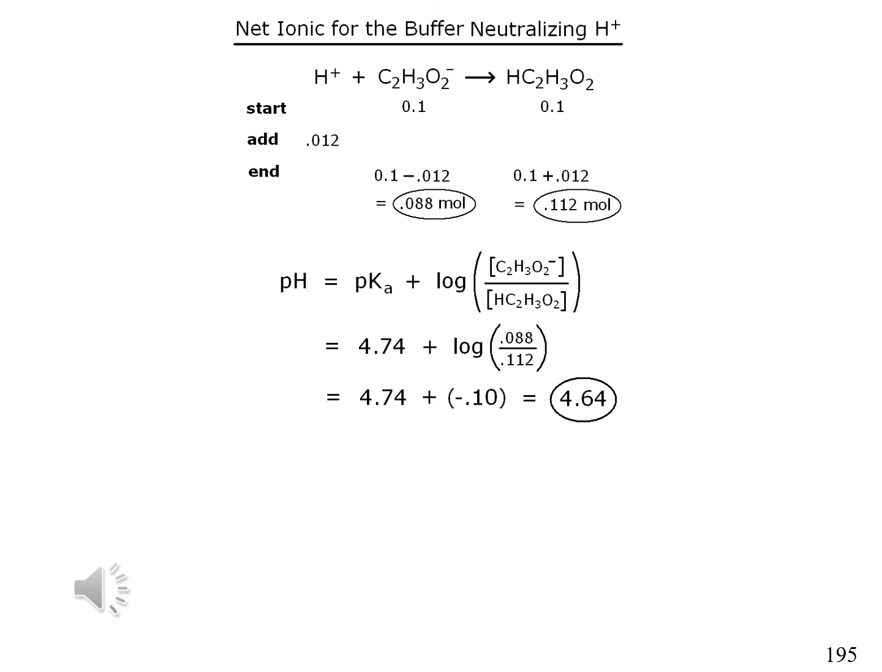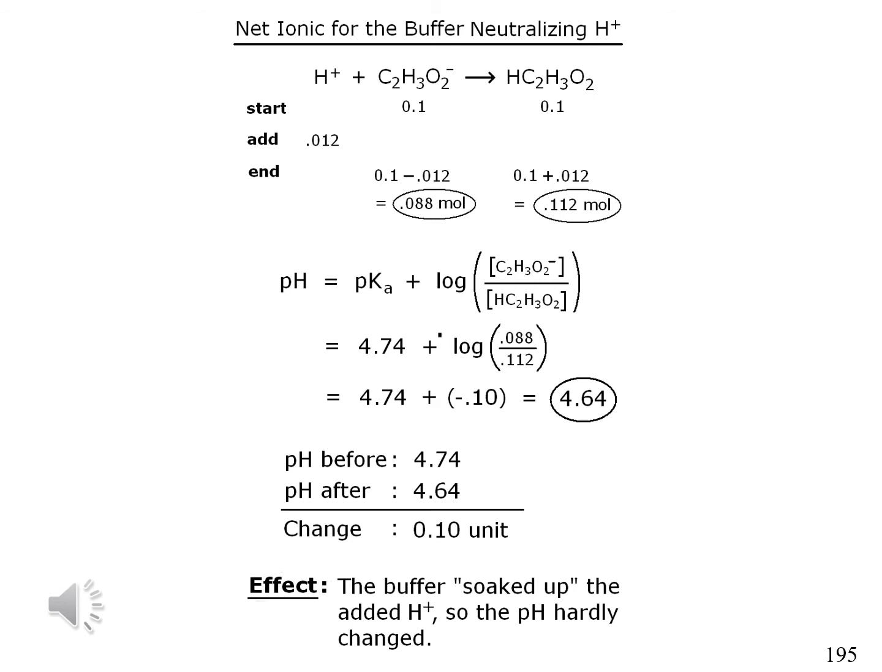And so we're going to put the 0.088 on the top, the 0.112 on the bottom, and the pH goes down to 4.64. If you compare that with the original, that's almost nothing. We started with 4.74, we went down to 4.64, that's only 0.1 unit. That is a very small amount of change compared to the non-buffer, and the thing is there was something in this solution that did soak up the H+. That was the buffer. One of the problems people have understanding how to do this problem, though, is they don't always understand why you're supposed to subtract from one and add to the other.